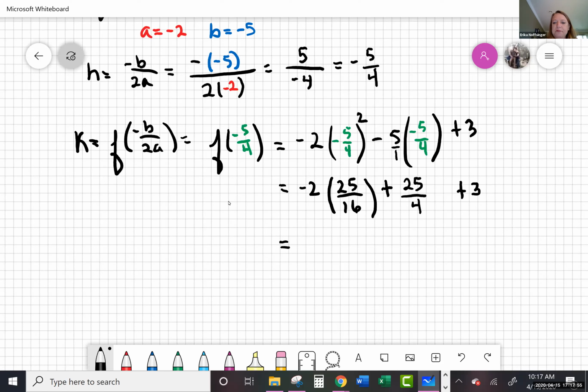So let's simplify. Well, 2 goes into this -2 and the 16 in the denominator. So we can simplify. 2 goes into itself once, and 2 goes into 16 8 times. So I notice I'm going to need a common denominator to combine all 3 of these terms with 8. So my LCD here is 8.